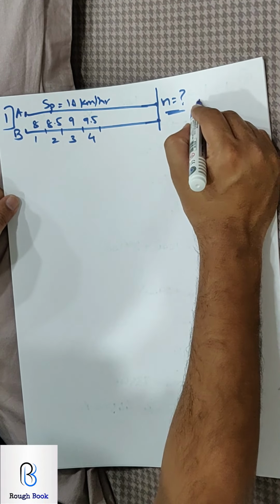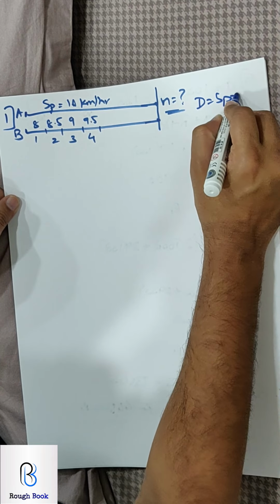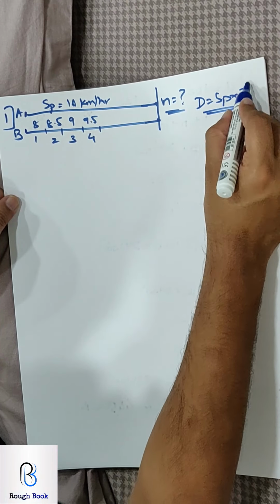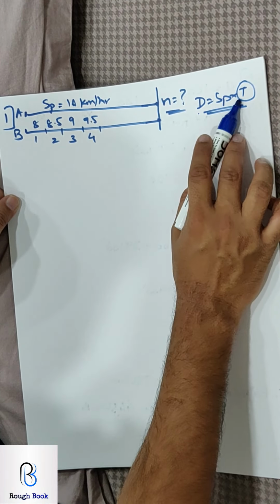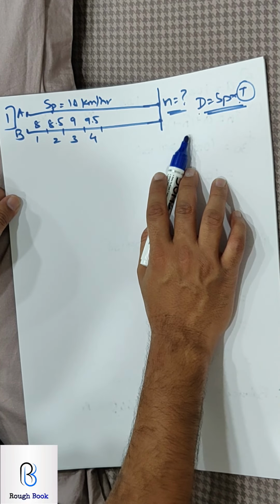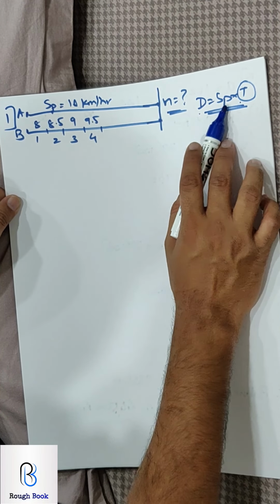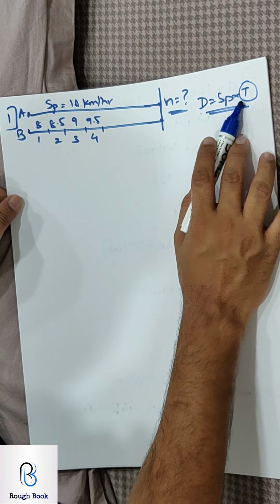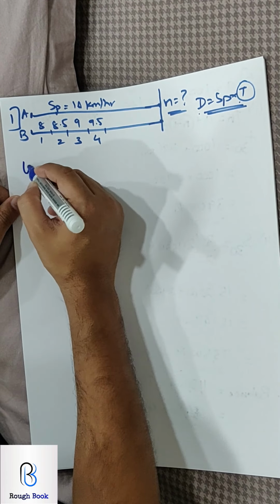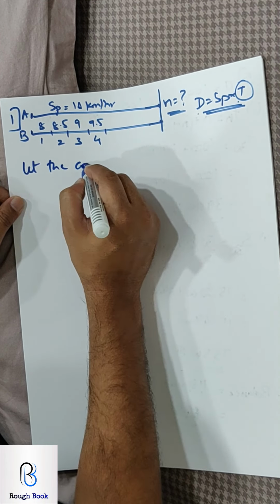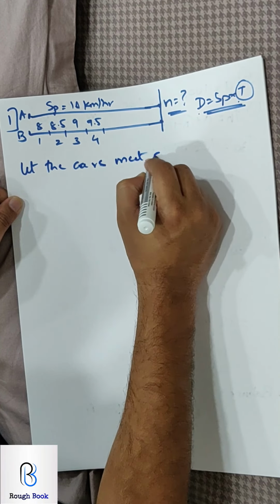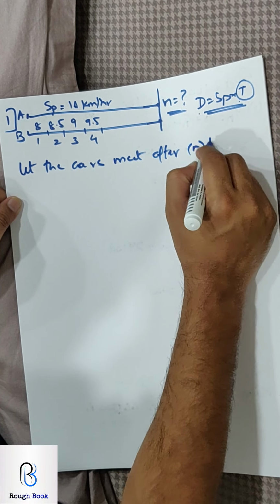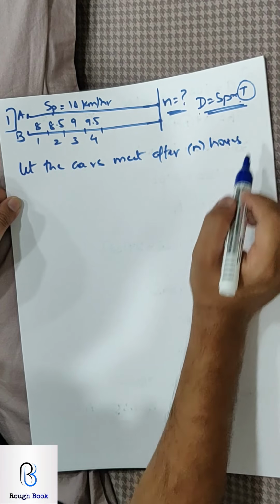Right? Now we know that distance is equal to speed into time. The time is the question mark. So time will be distance upon speed, or speed into time is equal to distance. So we are saying let the cars meet after n hours. So I have got my time.